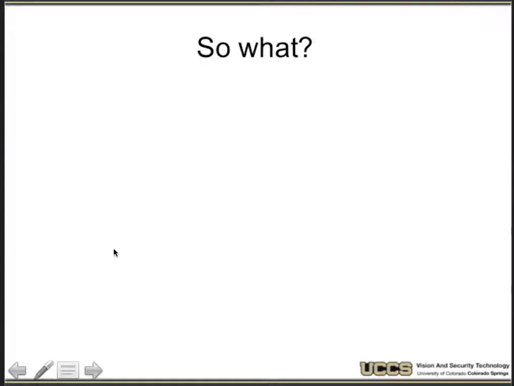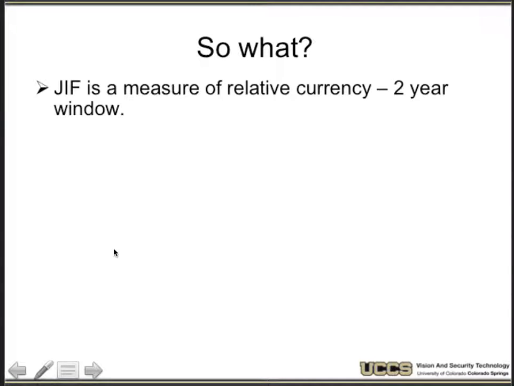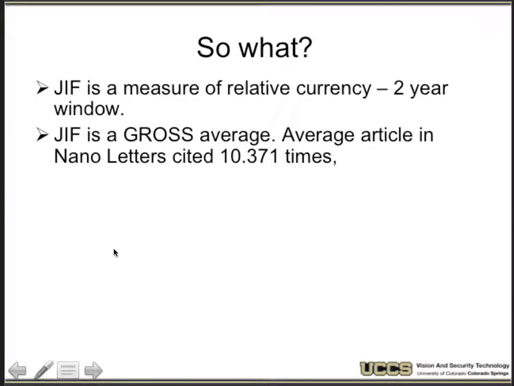So what does it mean? Well, first, you have to remember that GIF is a measure of relative currency. It's only good for 2 years. So something that was really good 10 years ago might have dropped. So the good thing is it tracks pretty quickly what's going on. The bad thing is, because it's such a narrow window, if there are mistakes made or if there are citations from conferences that occur every other year, then you can get a very lumpy behavior in terms of what this measure might look like. It's a gross average.